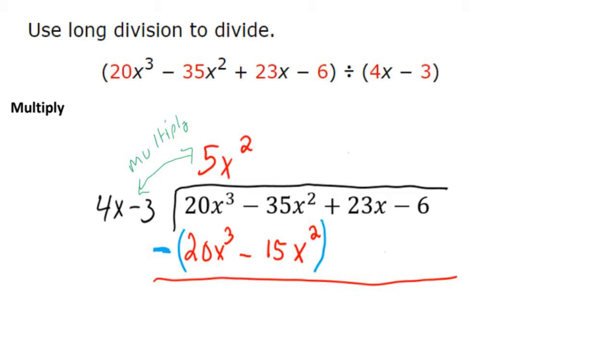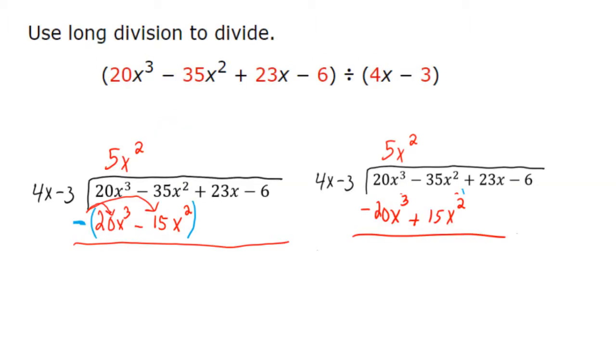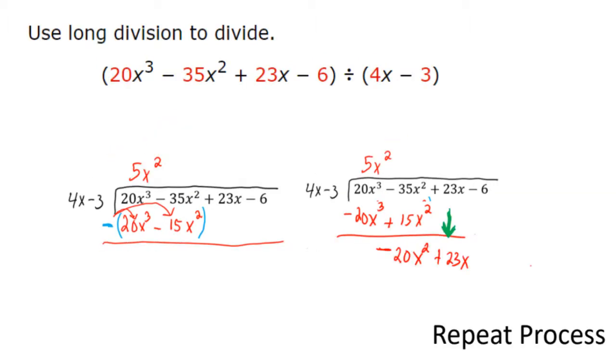What comes next after division? I subtract. So minus 35x squared minus 15x squared, that's going to give me negative 20x squared. The 20x cubed minus 20x cubed cancels out as 0, right? Then I bring down my next term, the plus 23x. Then I start the process again.